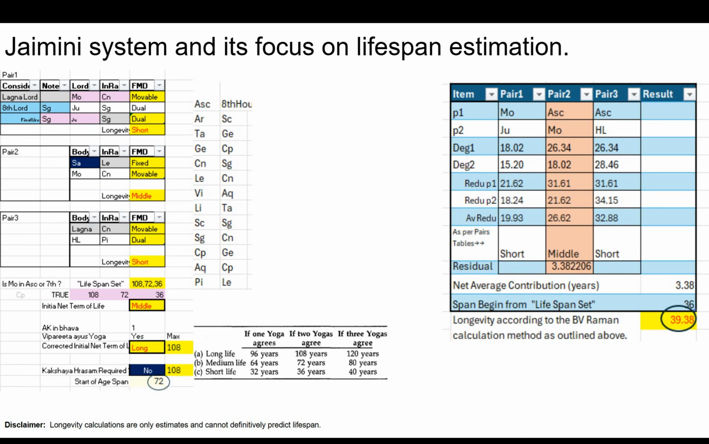It's the Jaimini system and its focus on lifespan estimation. I have put it in Excel. This considers three pairs: pair 1, pair 2 and pair 3. In the first pair, it is the Lagna Lord, and in which sign that Lagna Lord is placed, whether it is a fixed sign, a mobile sign or a dual sign, that is to be first of all found. Similarly, the pairing element with that is the 8th Lord. For each Lagna, the 8th Lord is not just a zodiacal count that we normally do. It is a special way of counting.